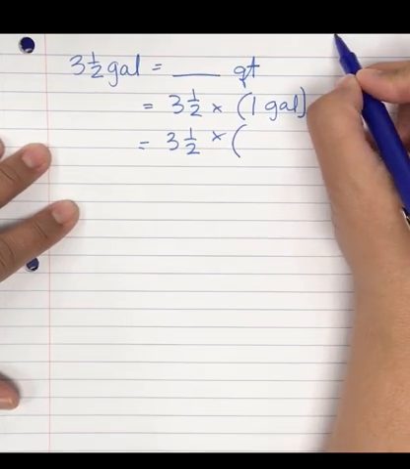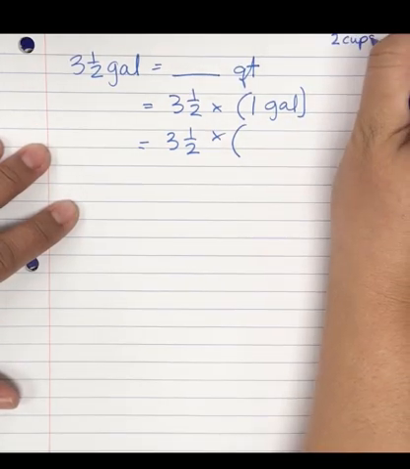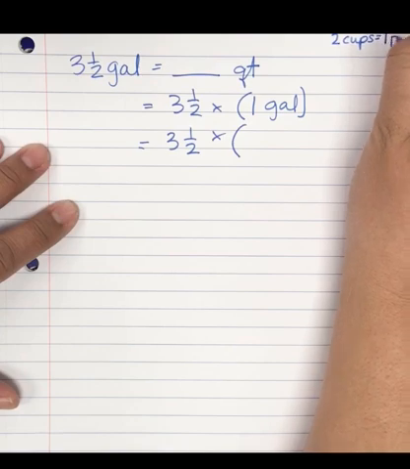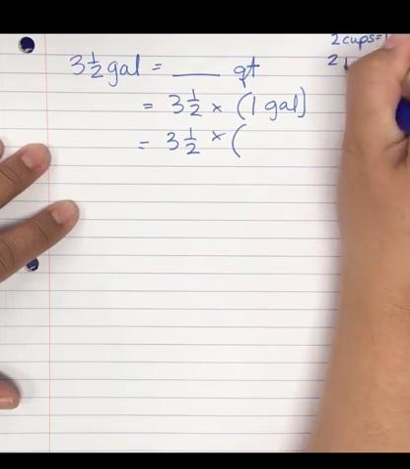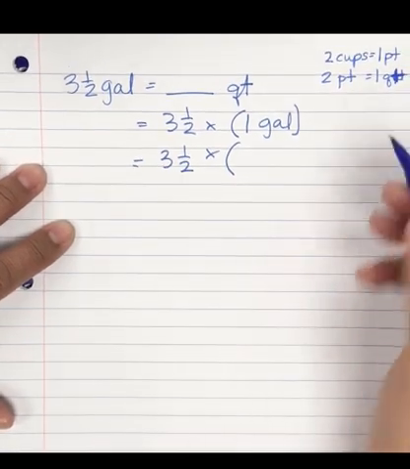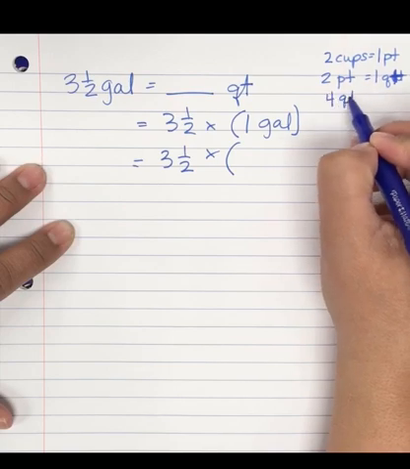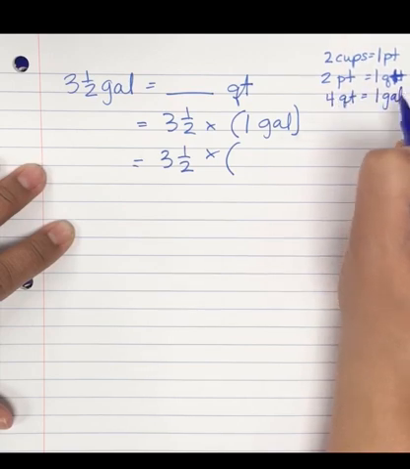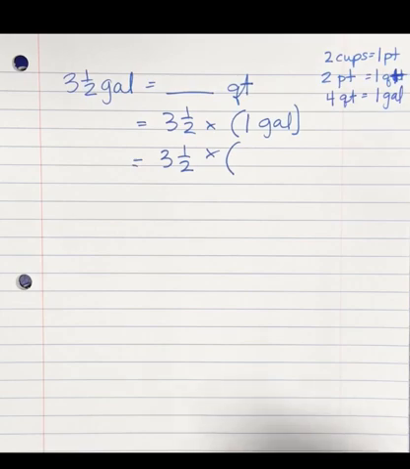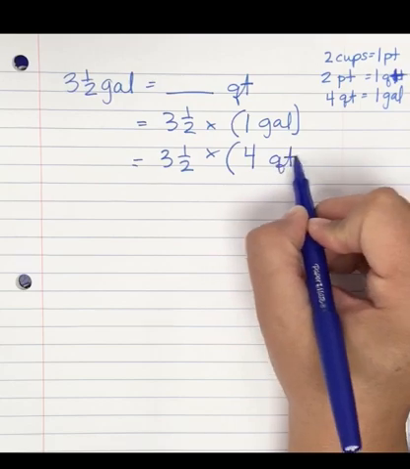Okay, well, we know that there's 2 cups in 1 pint. We know that there's 2 pints in 1 quart. And we know that there are 4 quarts in 1 gallon. Okay, so we know that 1 gallon is 4 quarts.